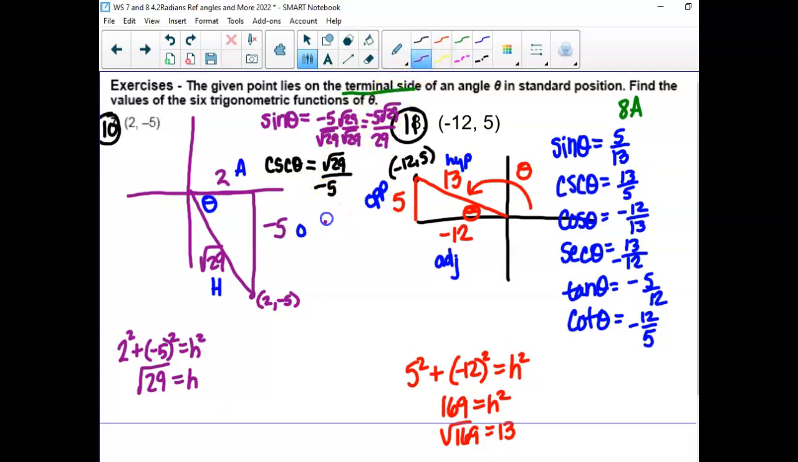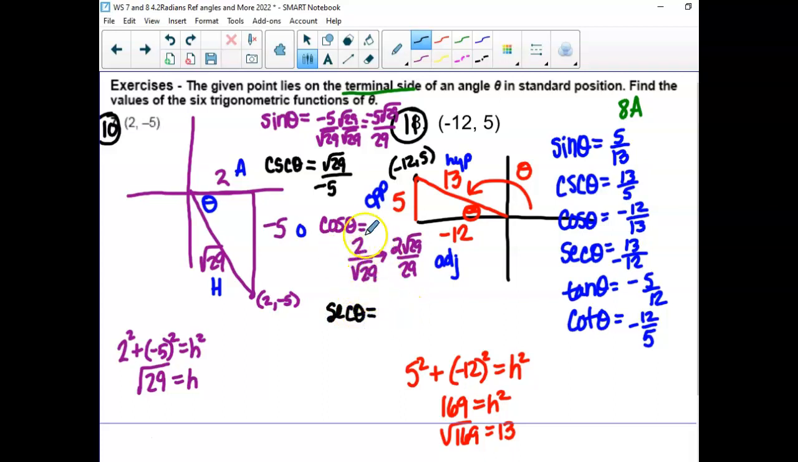All right, cosine. Well, cosine is adjacent over hypotenuse, so this time it is positive, but it's 2 square roots of 29 over 29. Can I just say that that would become 2 square roots of 29 over 29, when you multiplied top and bottom by the square root of 29? Okay, so what happens when you flip it over and you have secant?